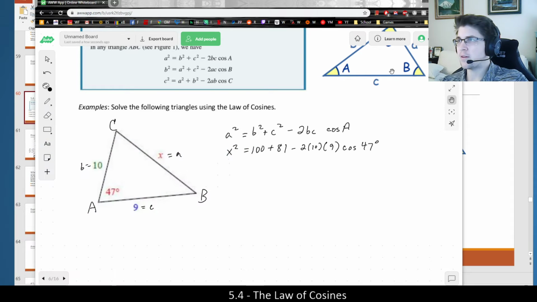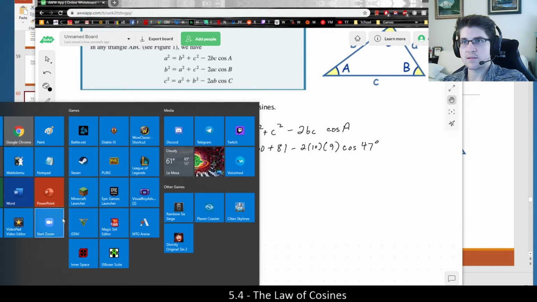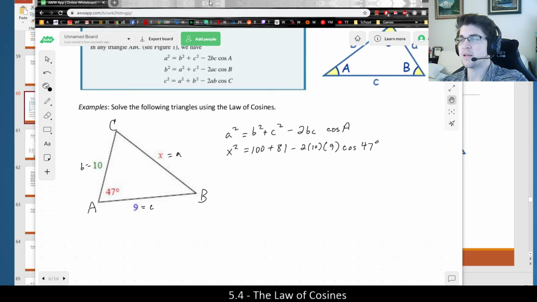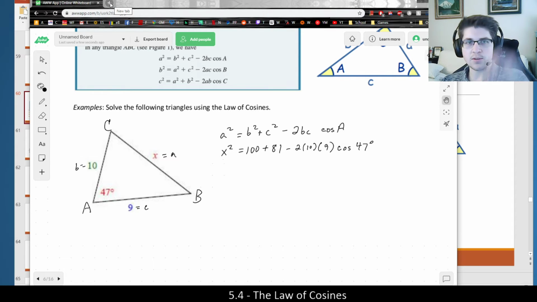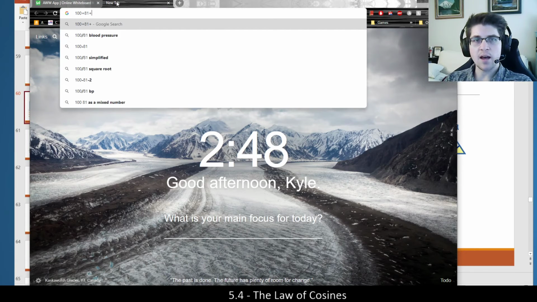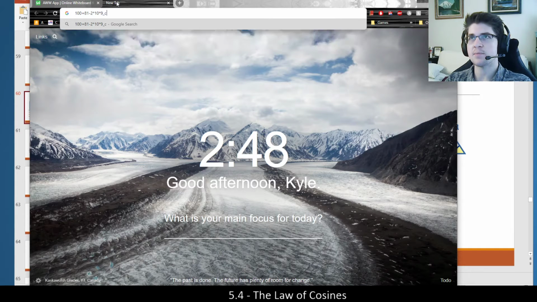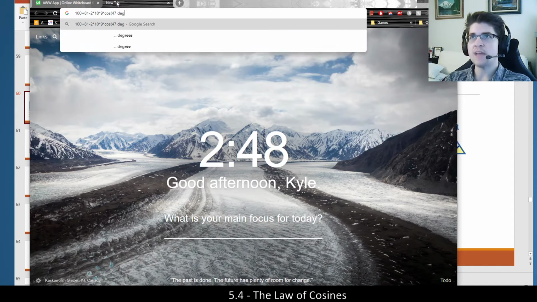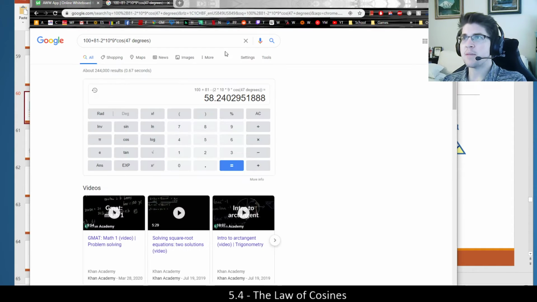So let's pull up the old calculator, and basically I could run through each of those components. It looks like my calculator is not working for some reason. So I'll go ahead and just type it into Google. But I have 100 plus 81 minus, of course, 2 times 10 times 9 times the cosine of 47. And just as something for Google, if you're typing a mathematical formula in Google, make sure to put degrees in the cosine, just like how you would need to make sure your calculator's in degree mode when you're operating with degrees in your triangle.